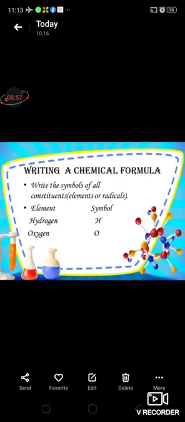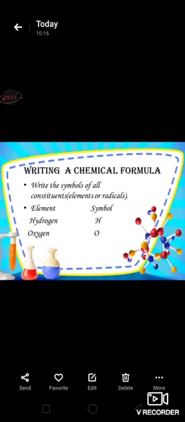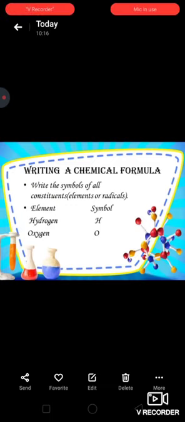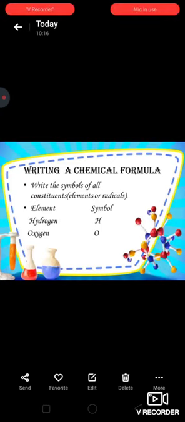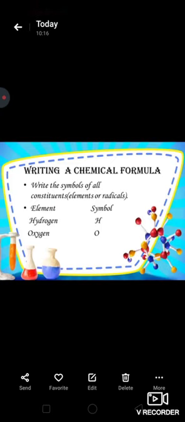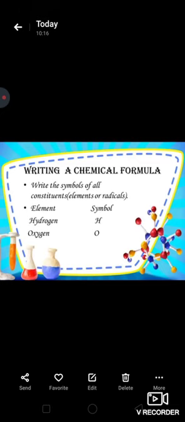Now let's move to our new topic, that is how to write a chemical formula. To write the chemical formula for a compound we must know 2 things. The first is the symbol of all constituents, and the second is the valency of each constituent element of a compound.